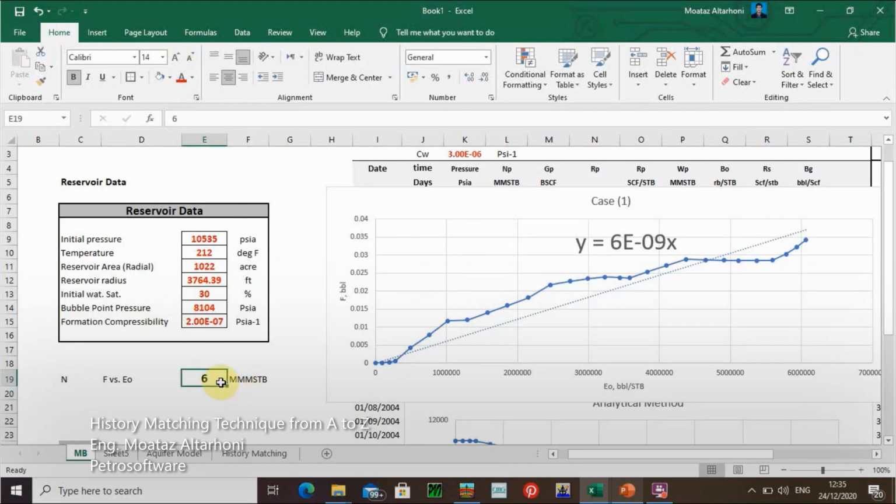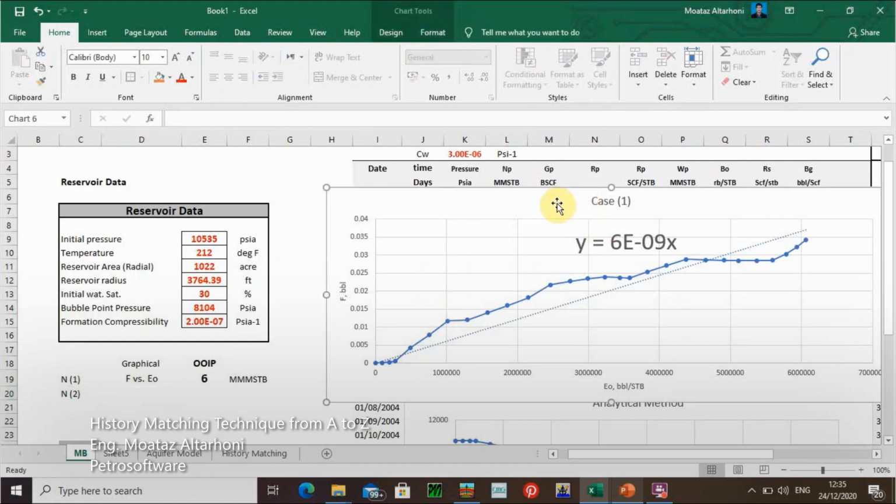I need you to remember this number, it's very important, and then we will compare that with other values. This is the value of original oil in place by using this graphical relation. I will name it N1, and I will calculate another value, N2, for case 2. So the first guess for our original oil in place is equal to 6 billion stock tank barrel.